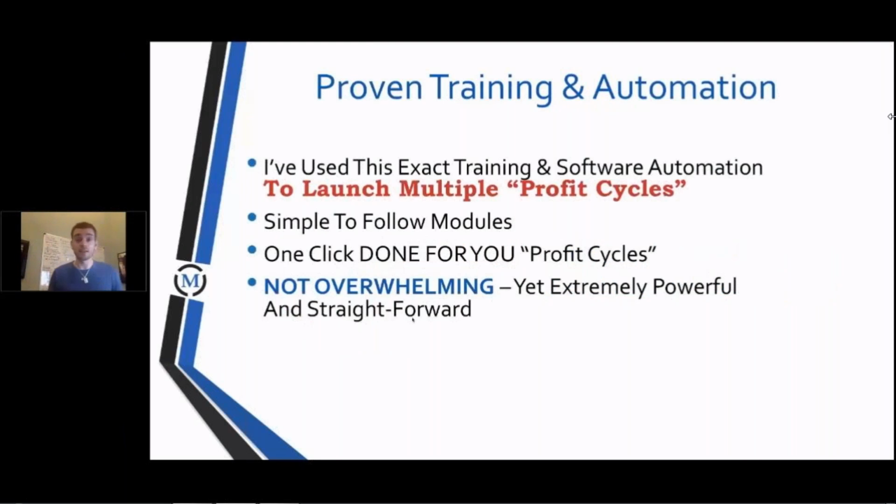There's tons of training and automation inside of Email Domination and the Profit Cycle Blueprint. I've used this exact training and software to launch all of our profit cycles. You've seen what Josh did. He used the software. When he sends his emails, he's following the little software tool. That's what he's doing. The one-click done-for-you profit cycles are super, super important because it's not overwhelming. How many of you feel like this is not overwhelming if you don't even have to worry about the entire profit cycle because it's done for you? Just say yes if that's not overwhelming.